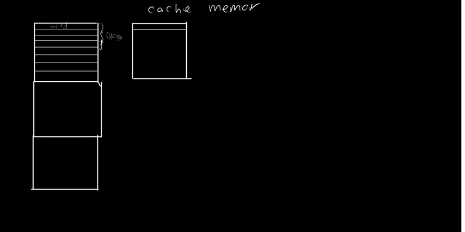Now, if we go to our cache memory, we also have lines in here, right? We have these things that we call lines, and each of these lines can store a block, right? So this one line here can store this entire block. These are just a few things that we need to take note of.